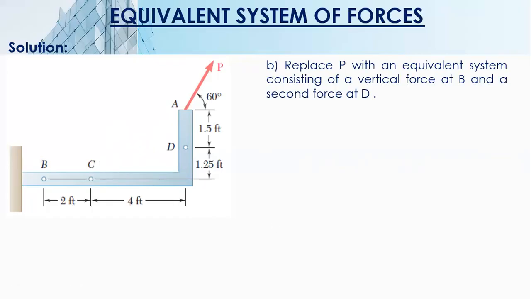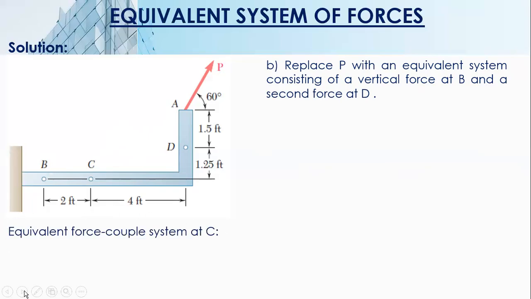For letter B, replace P with an equivalent system consisting of a vertical force at B and a second force at D. Now, the problem here is we have no idea about this vertical force at B, whether upward or downward, and also about the second force at D. We don't know which quadrant it is in: first, second, third, or fourth. So we just have to assume. For the vertical force at B, let's assume that it is upward.